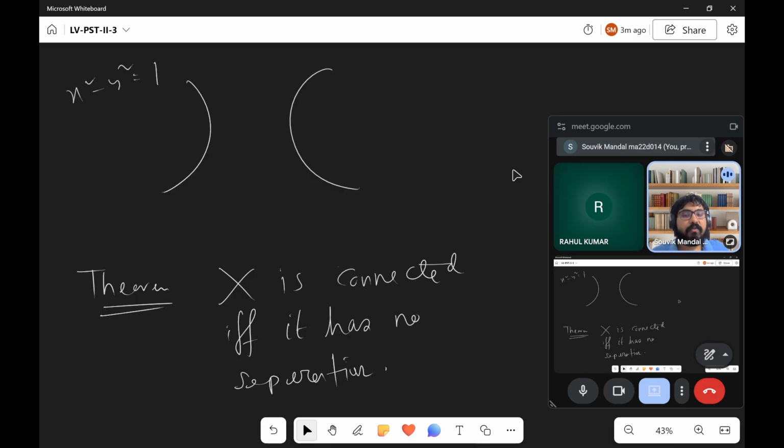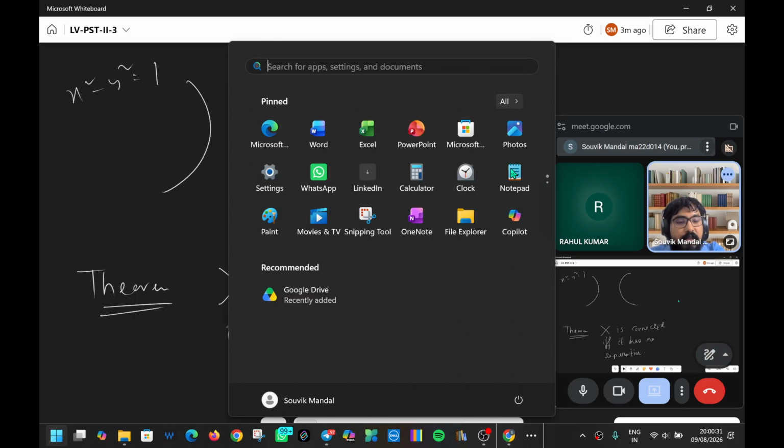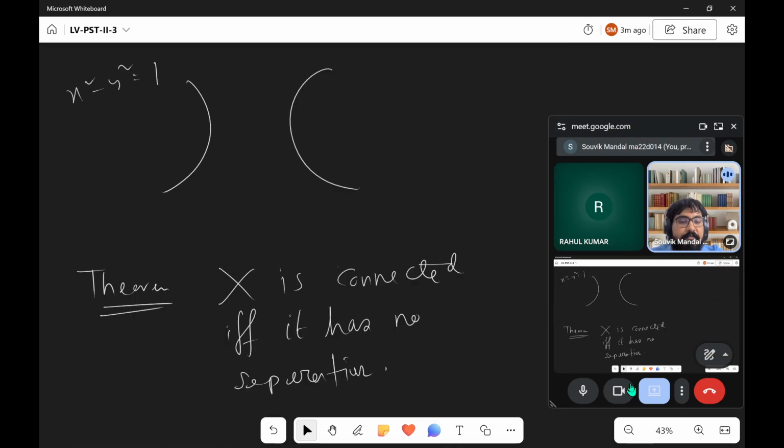So what do you need to do? By definition, connected means what? That means the only sets which are both open and closed in X are the empty set and X. From that you need to show that it has no separation. So basically you need to follow the definitions. The definitions of these two things are clear. Now please try to prove this theorem. It will not be difficult. Please take your time, figure this out by yourself.